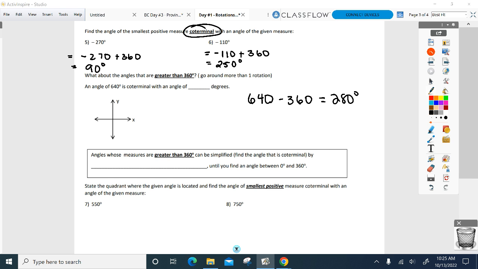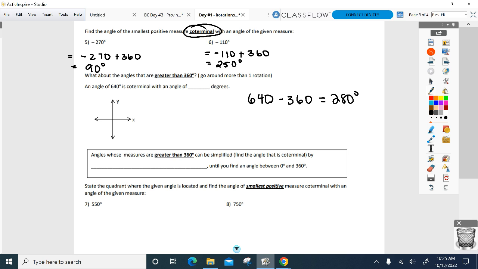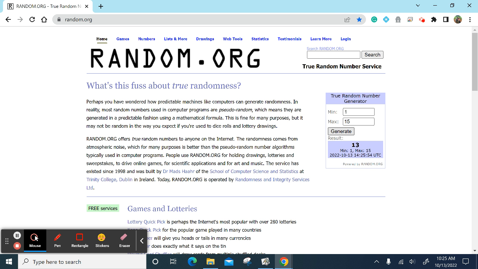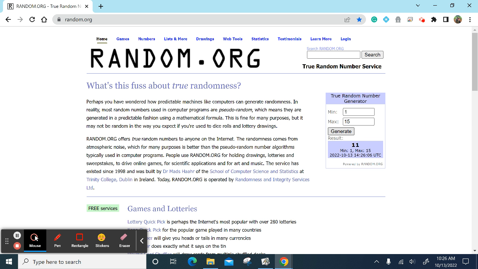280, what quadrant? Who's got it? This is ridiculous. Tomorrow, new numbers. I'm not going through this again. 280, what quadrant? Quadrant 4. Thanks.